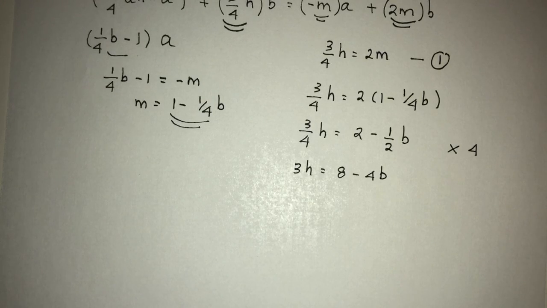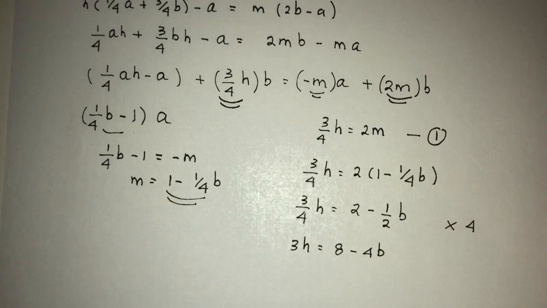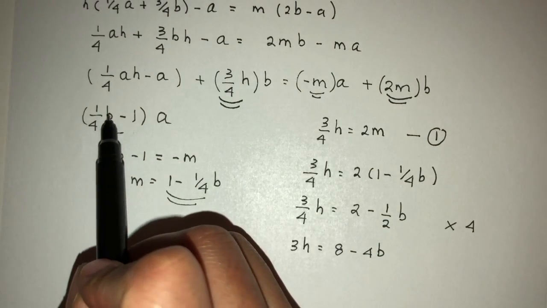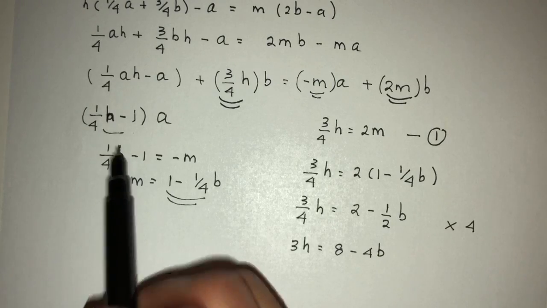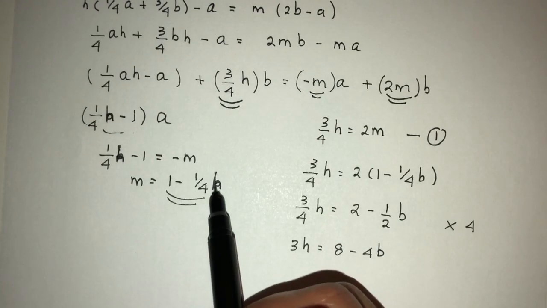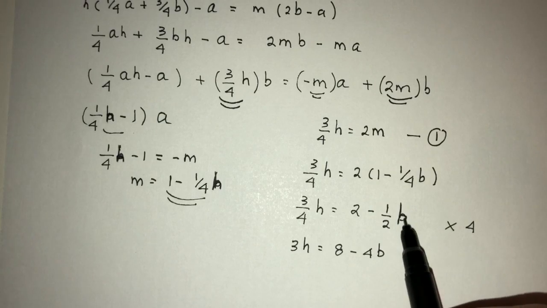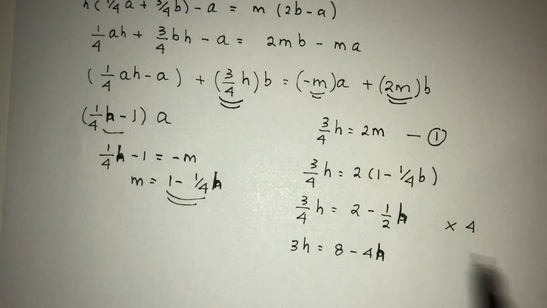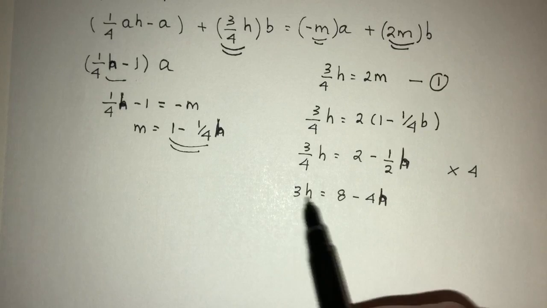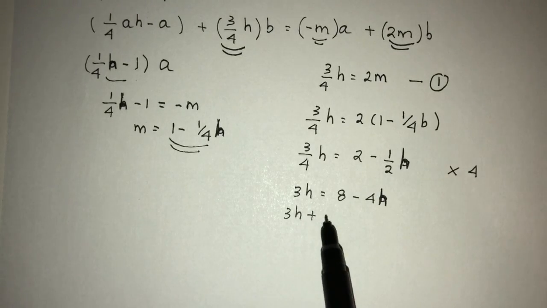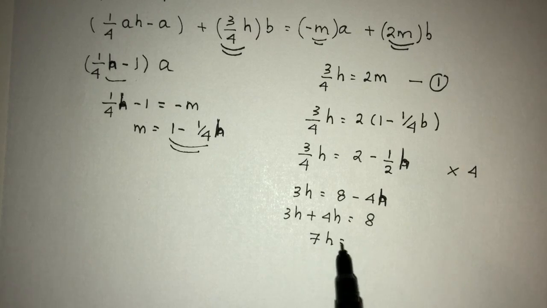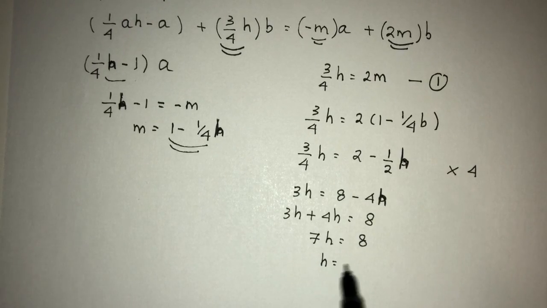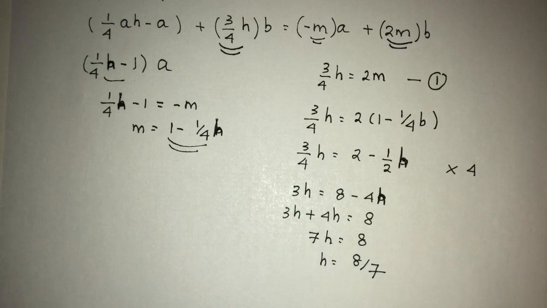Okay, so we have this right now. What else do we have? Oh, this is actually H. This is H, not B. This is H, and this should be H, not B. Okay, so let me send this over here. You'll have 3H plus 4H has to be 8. 7H will be 8. H will be 8 over 7.